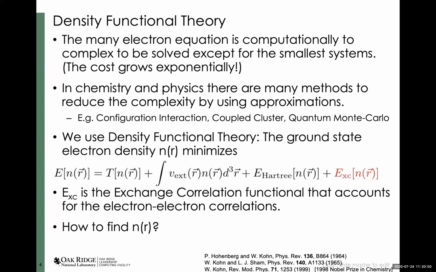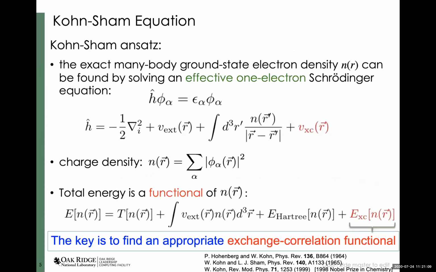But you see, we have greatly reduced the complexity of our original problem from finding a function of 3n variables to a function of just 3 variables. But we still need to see how we can solve this. And to do this, you can realize that this gives rise to some sort of effective single electron problem. You see this equation here looks just like a Schrödinger equation, but it's called the Kohn-Sham equation.